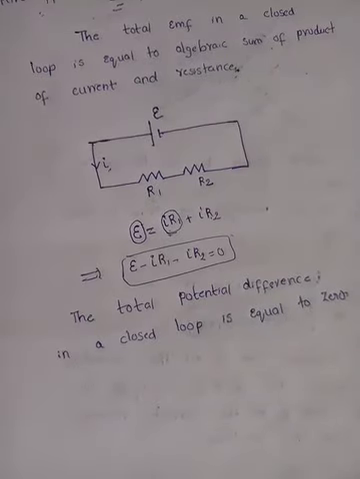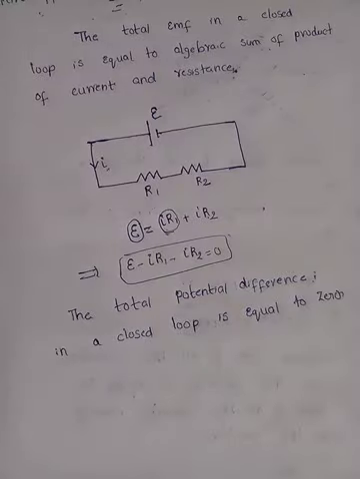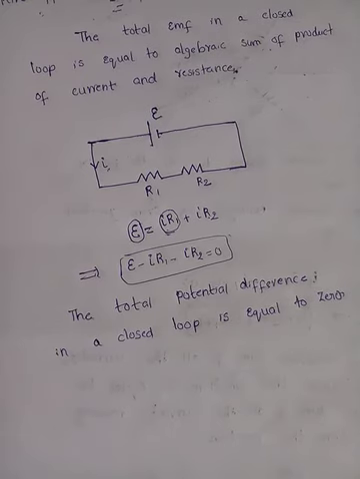Okay. So, while the current is moving from negative to positive, we should consider the potential as negative. If it is moving from positive to negative, consider it as positive. That is the condition we have to apply.